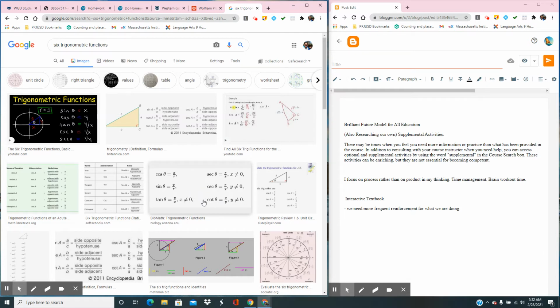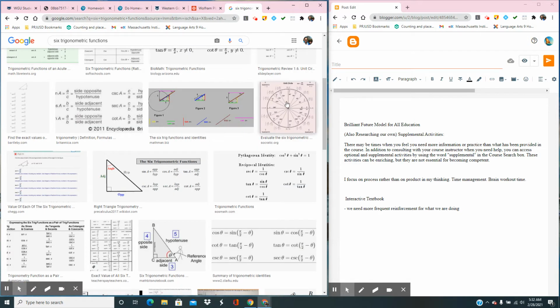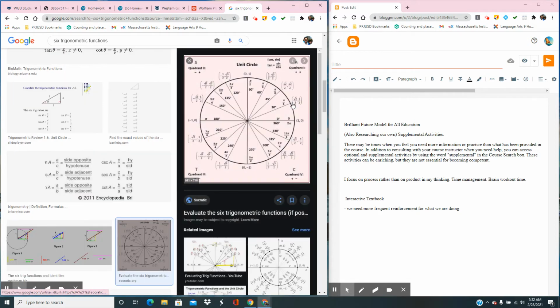Are these my basic 6 trigonometric functions? I think these are them. Yes, I like this image. The other ones have a triangle attached with it though. And these are really beautiful. Ah, the unit circle. Look at that. That's a beautiful image.